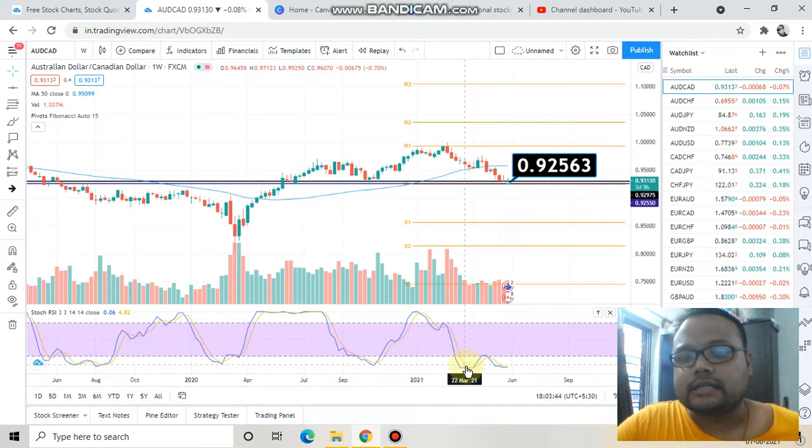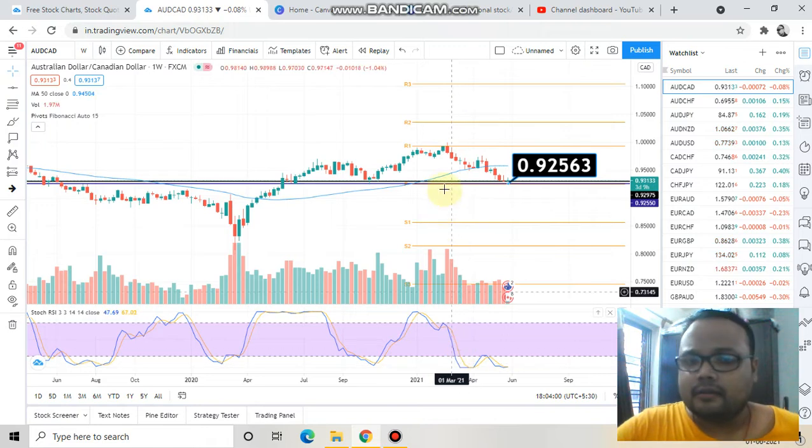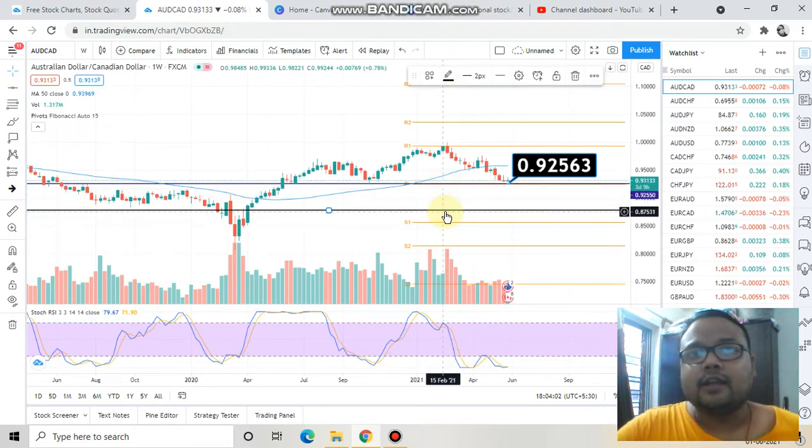Just look at the stochastic RSI. Stochastic RSI is clearly indicating that the market has been in the oversold zone since the third week of March, April, May. So it's been more than 2 months that the market is in the oversold zone. Therefore, there is a good chance that eventually the market will go up.